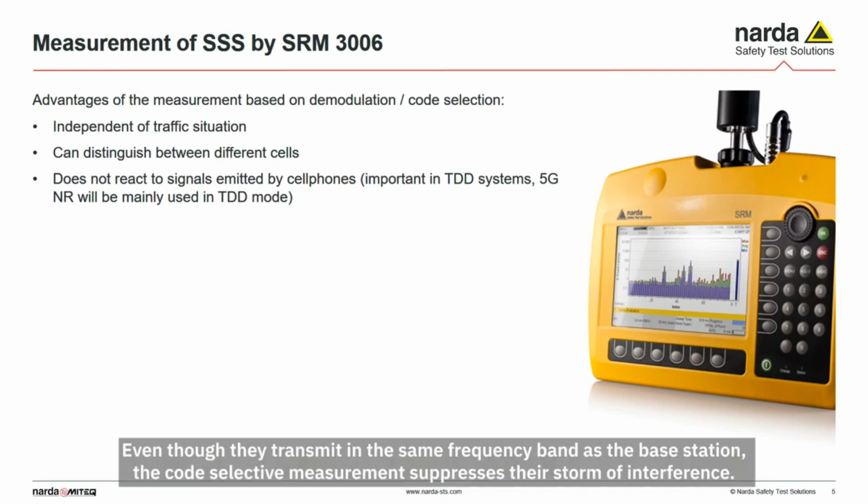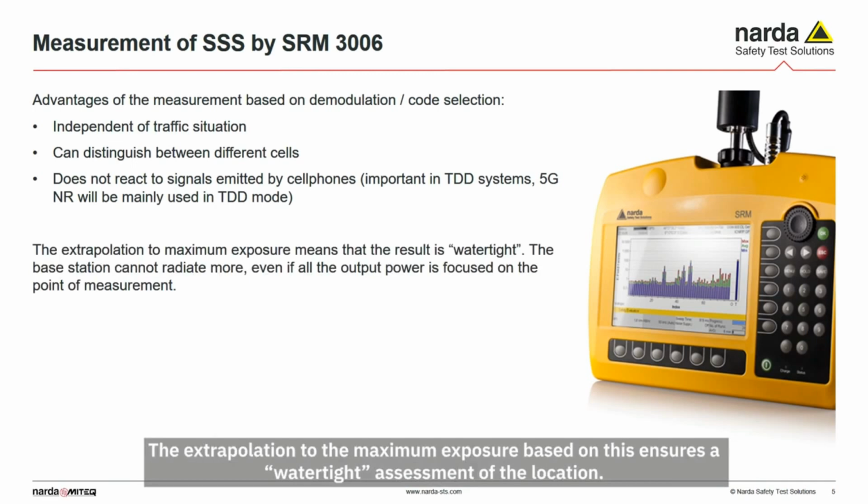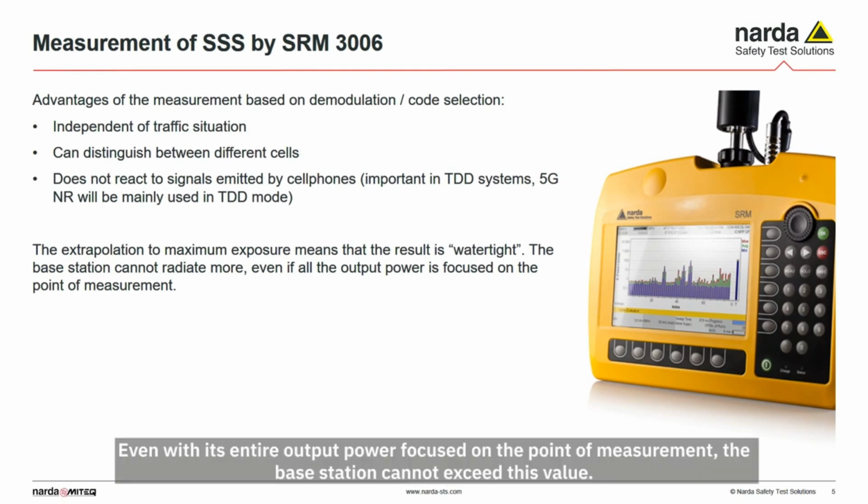Even though they transmit in the same frequency band as the base station, the code selective measurement suppresses their storm of interference. The extrapolation to the maximum exposure based on this ensures a watertight assessment of the location. Even with its entire output power focused on the point of measurement, the base station cannot exceed this value.